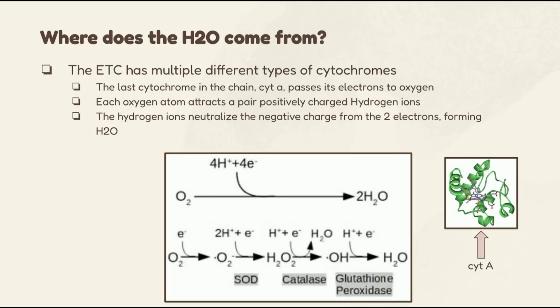Delving deeper, where does the wastewater come from? Well, the ETC issues cytochromes, which are redox-active proteins that contain heme and assist in electron transport. One of the cytochromes, side A, passes its 2 electrons to oxygen, which we know to be extremely electronegative. Each oxygen atom attracts a pair of positive hydrogen ions, neutralizing the negative charge of the 2 electrons and binding the H2O, also known as water.